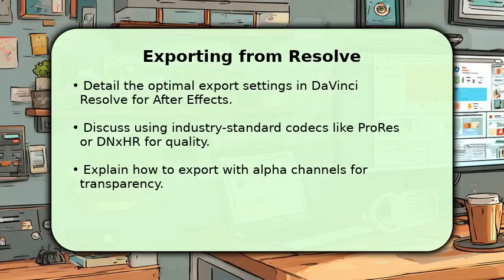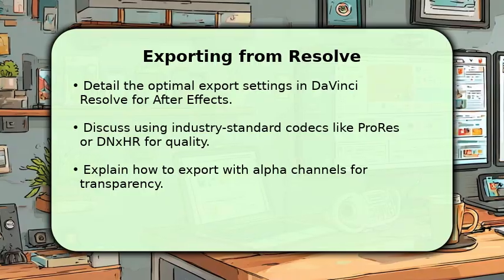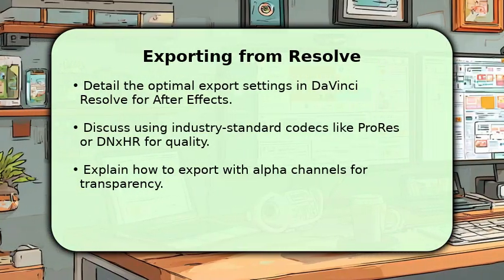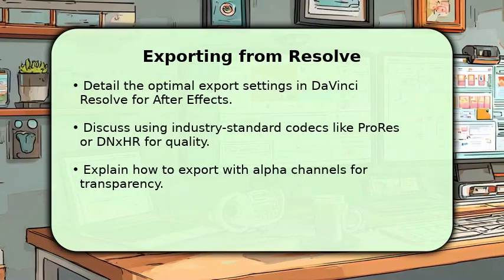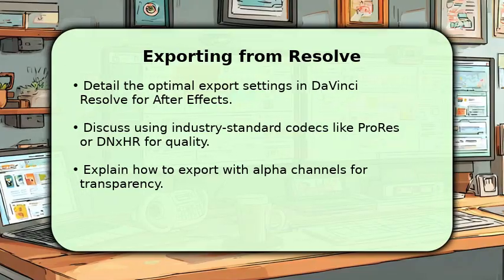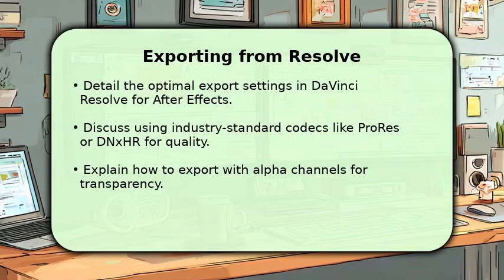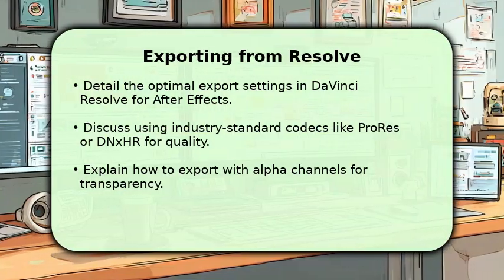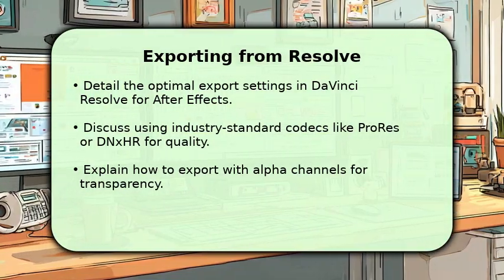When exporting from DaVinci Resolve for After Effects, prioritize quality and transparency. Select a high bit depth intermediate codec like ProRes 4444 or DNxHR 444, ensuring your footage retains maximum color information. If your clip requires transparency, make sure to include the alpha channel in your export settings.